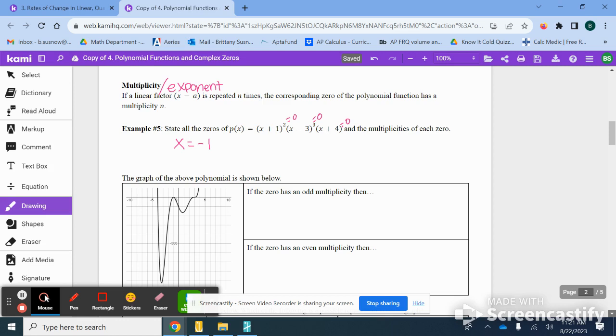Now I'm going to find the multiplicity, the exponent attached to this. What is it? That's the exponent attached, the 2. So I'll write that. Multiplicity equals 2. Good. Even. So 2, is that an even or odd number? Even. The fact that it's even means it's going to touch the x-axis, which I'll write here.